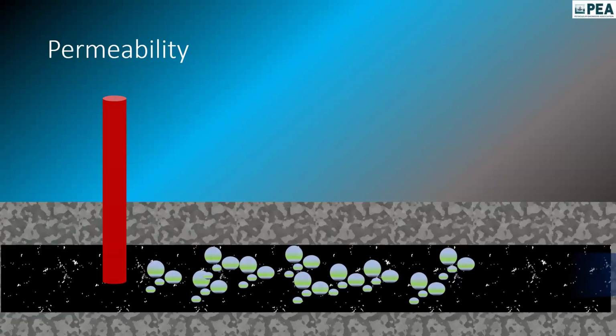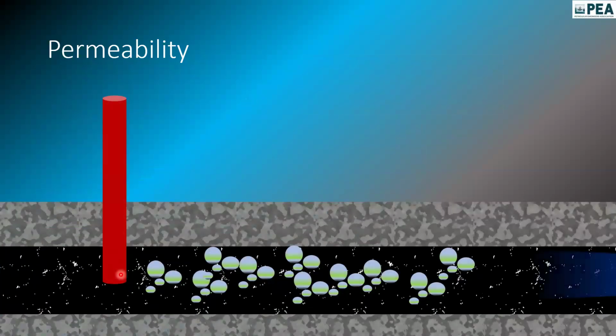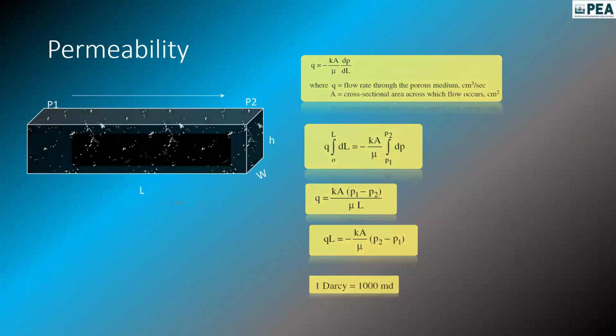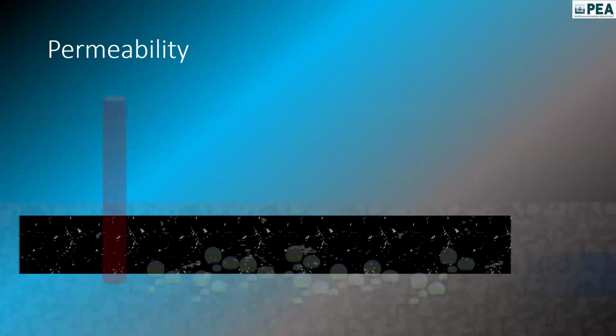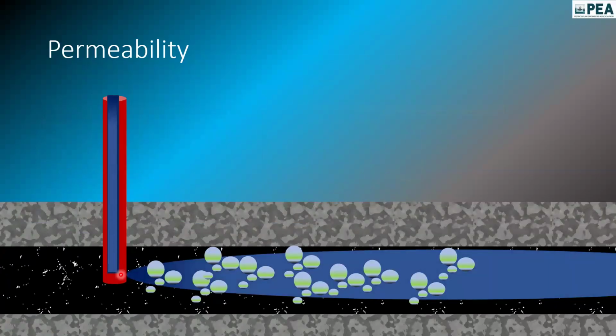Imagine you are estimating. Just a minute, I'm going to show you how the fluid will move. Blue represents water. Once water starts to come, it will flow towards the wellbore so that it can be produced through the well. So this is one way of representing permeability.